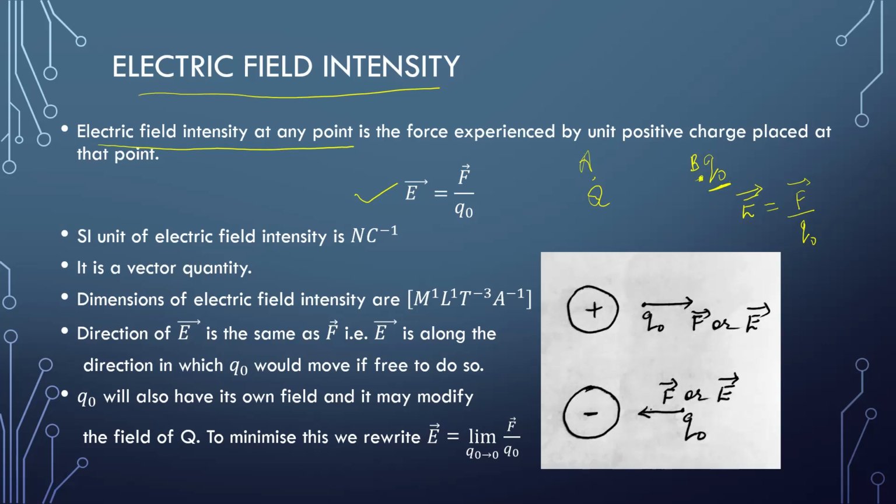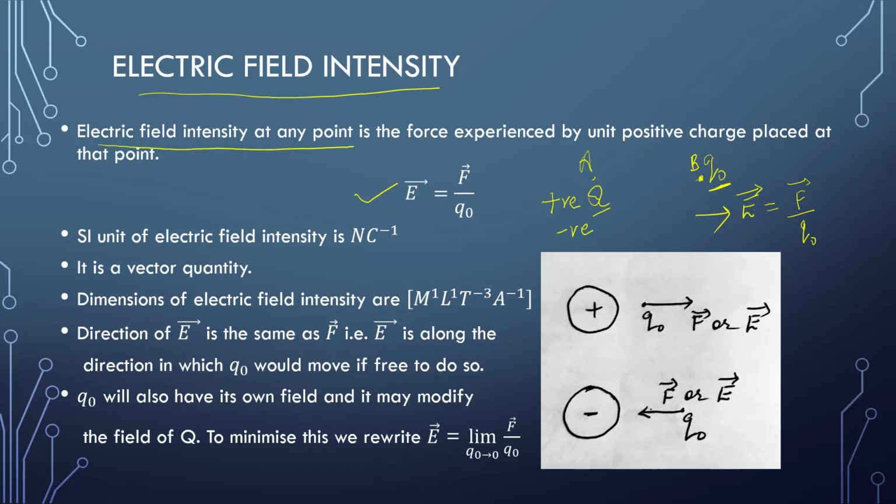E vector is equal to F vector upon Q naught, because the direction of field will be in the same direction as that of the force. Now the force and the field direction will be same. So suppose we have a positive charge. Q is a positive charge, right? So the direction of field at the point B will be in this particular direction, that is away. It will be directed away from the source charge, right?